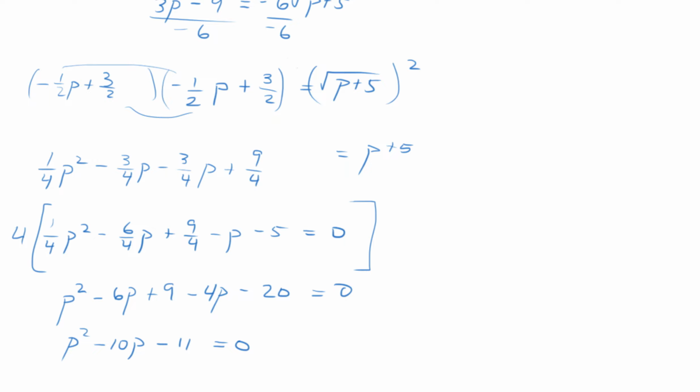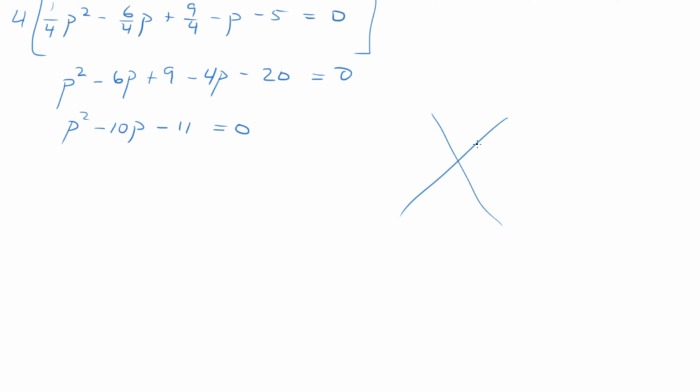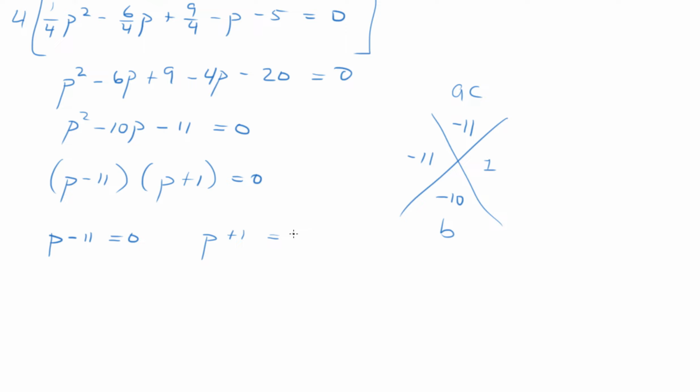Now we do the x method. So a times c is negative 11, b is negative 10. So 2 factors of negative 11, then when you add them, it gives you negative 10. So negative 11 and 1. So this factors into p minus 11 and p plus 1 equals 0. We split it into 2. Okay. We add the 11, so p is 11, or p is negative 1.